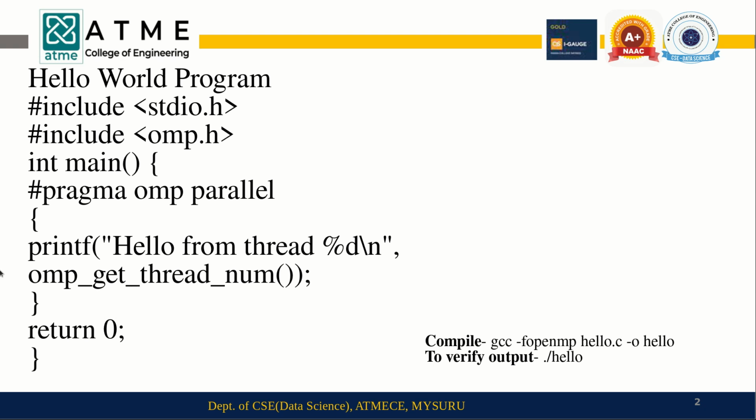To compile, we need to type gcc -fopenmp hello.c, where hello.c is the file name, and -o indicates that you create an output file named hello. Since you do multiple programs, it is better to create an output file with the same name so that you can access it at any instant. To verify the output, you just type ./hello.